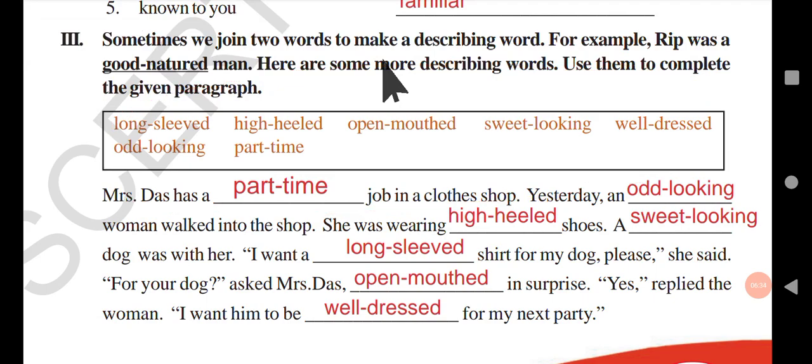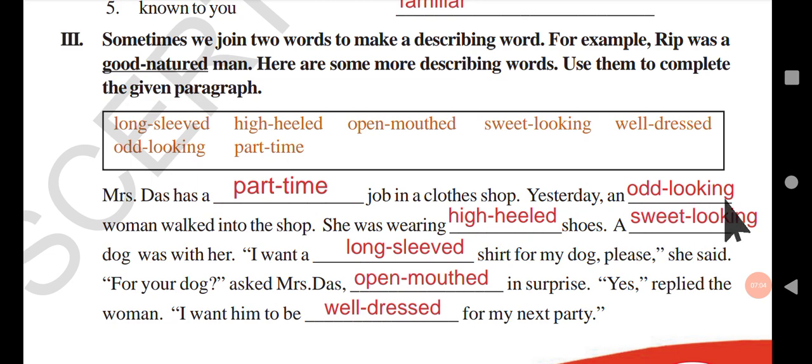Okay. Look at this paragraph here. Mrs. Das has a dash job in the clothes shop. Long sleeve job, high heel job, open mouth job, sweet looking job, well dressed job, odd looking job, part time job. We have jobs which are both part time and full time. Part time jobs, full time jobs. So here, part time job is the correct one. So here, the first blank you have to fill with part time job.